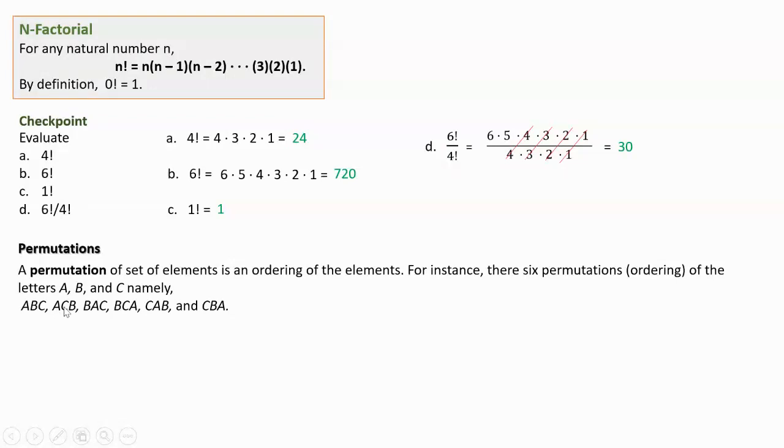For example, ABC, right? The order matters. That, for permutations, means that the order matters. You see, order matters.